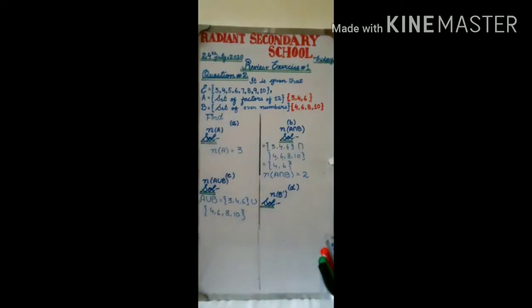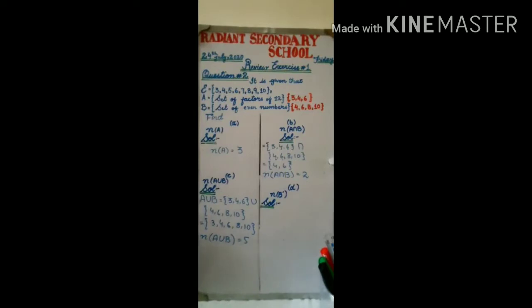Now union. What is union? Union means we have to combine the elements of two sets. Now when we arrange these elements of set A and set B, it will become 3, 4, 6, 8 and 10. Okay, count these elements. How many elements are there? 1, 2, 3, 4, 5. 5 elements are there. So you can write number of elements in A union B are 5.